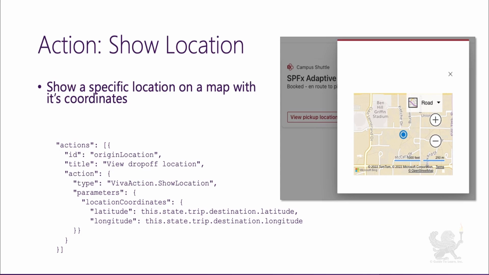Let's first look at the show location option. To show a location on a map using one of 2 Viva Connection actions that we're given, we're going to add the code that you see here in the bottom left to our adaptive card. The interesting part to look at is the action. You see the type is set to VivaAction.ShowLocation, and in the parameters, it's expecting a property called locationCoordinates, and it's looking for the latitude and longitude of where we're going to display the item. So when I click the button for view drop-off location, or as the image shows, view pickup location, it's going to open up a quick view that's going to show a map that can display some information on the screen.